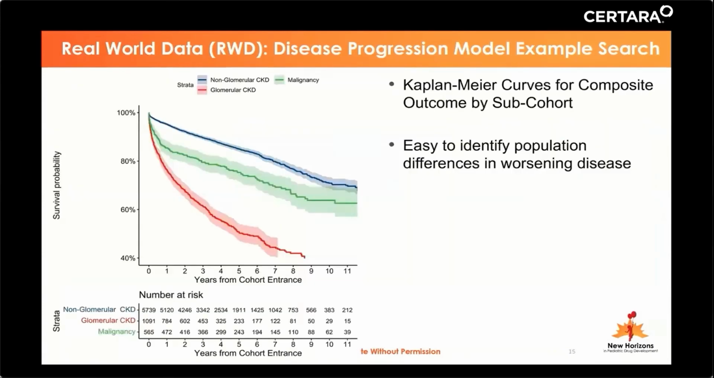This can be illustrated as well in the Kaplan-Meier curve, and that's one of the things that's easy to identify. On the y-axis, you have the percentage of patients not reaching the endpoint, and obviously the patients with glomerular CKD, within a period of time, probably about half of them within 2 to 3-ish years, were already at the endpoint.